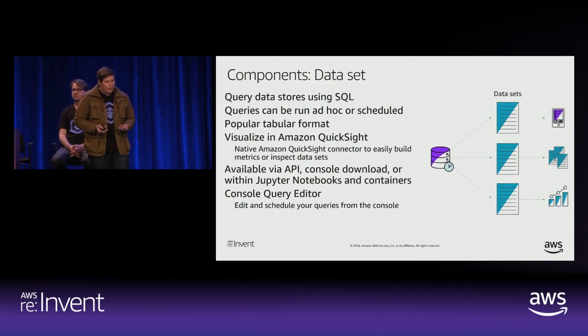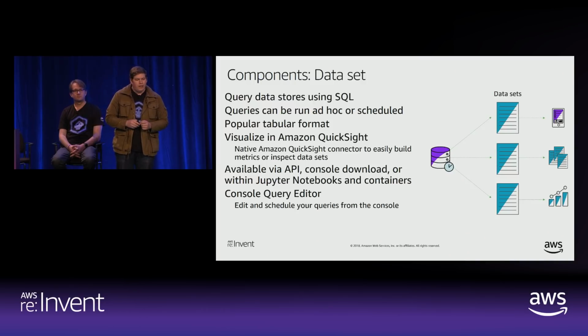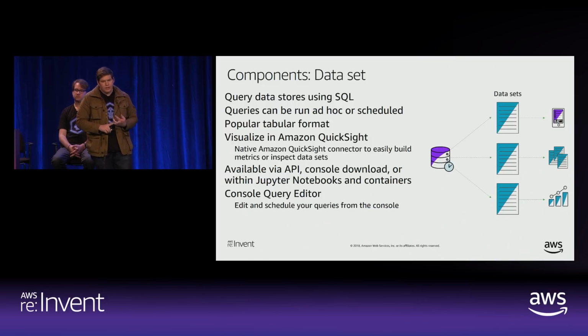Data sets are kind of the workhorse of the service. They are the result of running SQL queries on top of the process data store. These queries can be run ad hoc or scheduled. They result in a popular tabular format. You can then pull these data sets into QuickSight so that you can actually inspect and take a look at those data sets. You can also have access to them via an API, console download, or you can pull them into Jupyter notebooks or containers.